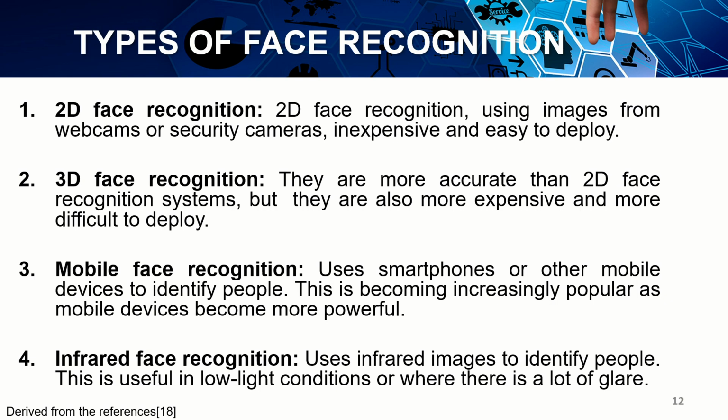Some examples of how mobile face recognition works today: Apple's Face ID system is used to unlock iPhones and iPads, and Google's Face Unlock system is used to unlock Google and Android phones. Samsung's system is used to unlock Samsung phones and tablets. Also, PayPal's One Touch system is used to authorize payments on mobile devices. And Facebook's Tag feature also uses face recognition technology to identify people in photos and videos. Infrared recognition uses images to identify people in low light conditions where there is a lot of glare.